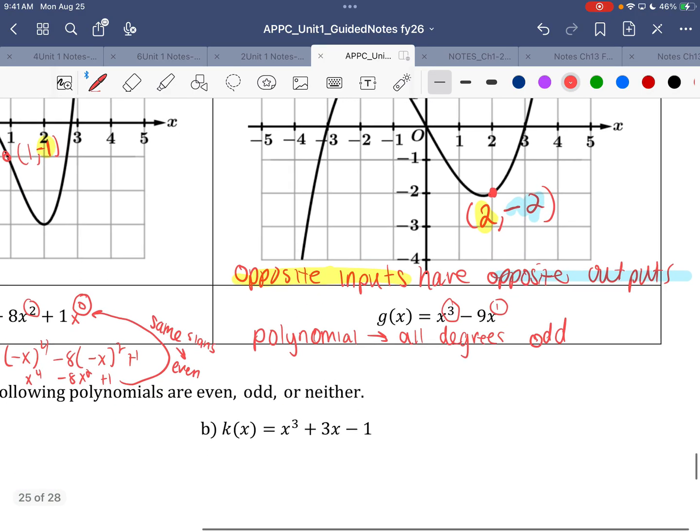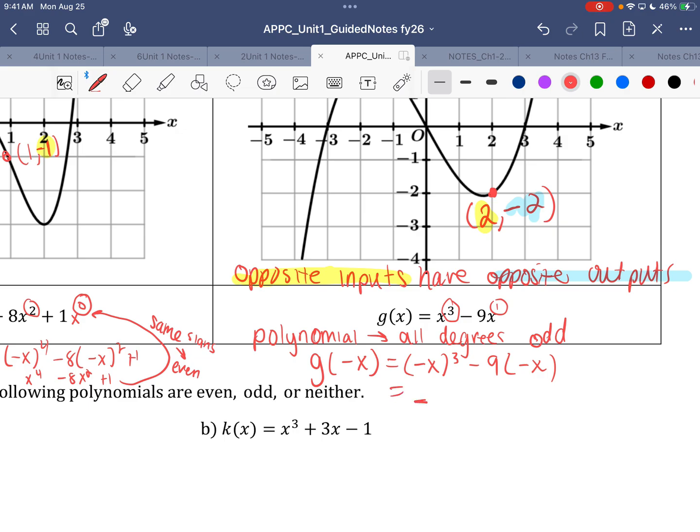But if you actually did the whole plug and chug thing, plugging in -x, negative times negative times negative keeps it being -x cubed. -9 times -x is a +9x. All the signs change.